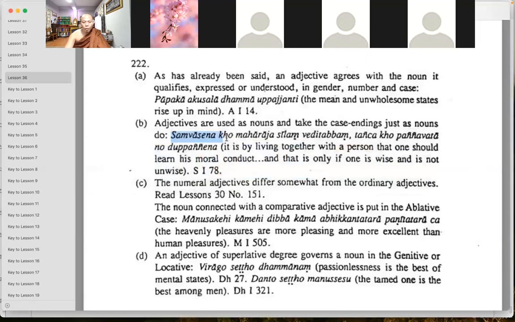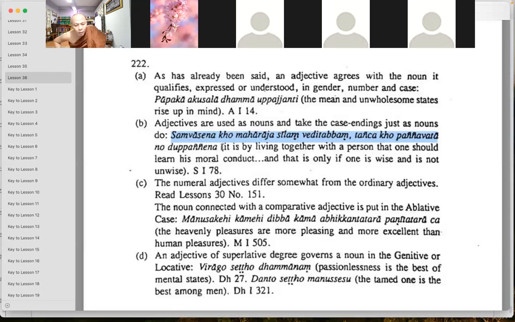Sanwasina ko Maharaja Silan Weditapan Tinja ko Punya Wada no Dobinina. Sanwasina ko Maharaja Silan Weditapan Tinja ko Binya Wada. So, Dobinina. Okay, so it is by Sanwasina. It is by living together with a person that one should learn his moral conduct.